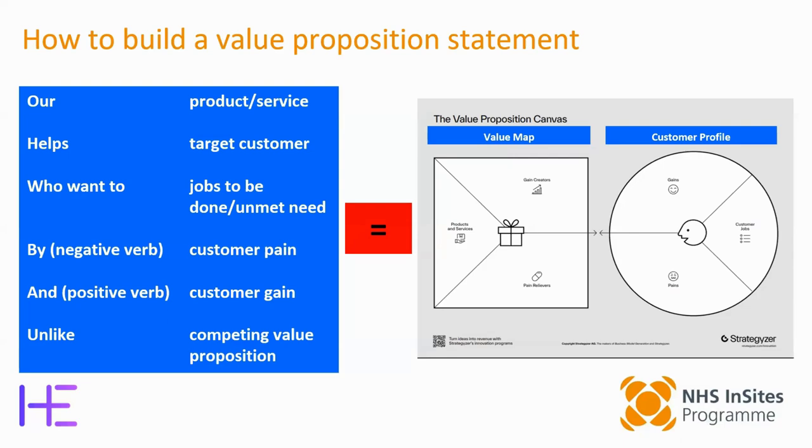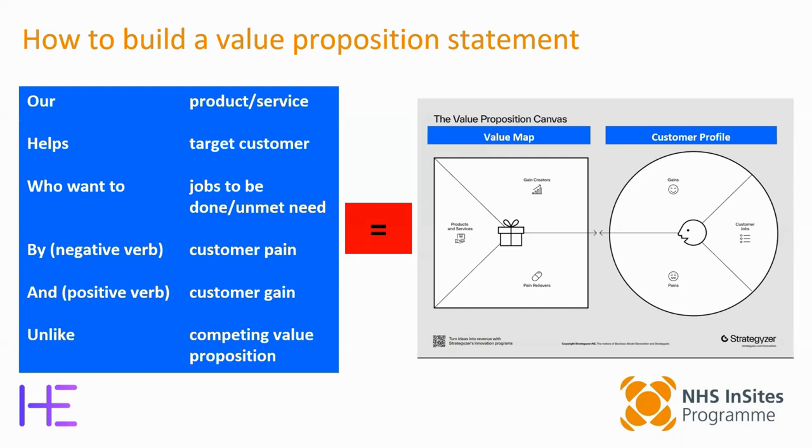And then you can add in what the innovation does to help the customer achieve the outcomes that they really want. And then unlike, and you can perhaps add in here some information about competing solutions and how they don't address the customer's specific unmet need.